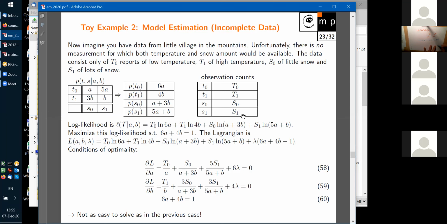So here you see why this example might be realistic. Some village just measures high temperature, low temperature every day, and they just give you the summary statistics. They don't tell you what happened on a given day. But once you recover A and B, you have the full model. You can fill in the table on the left.